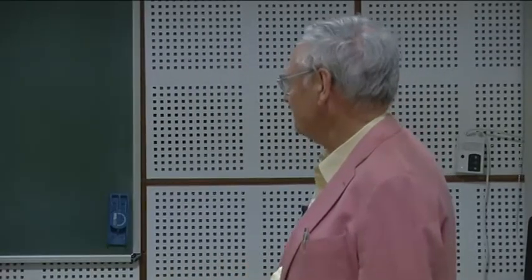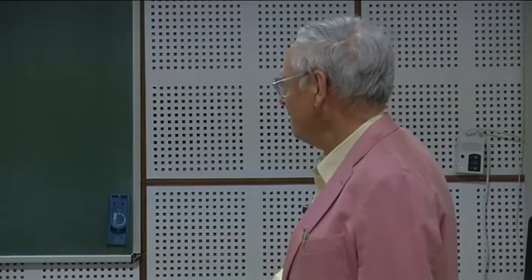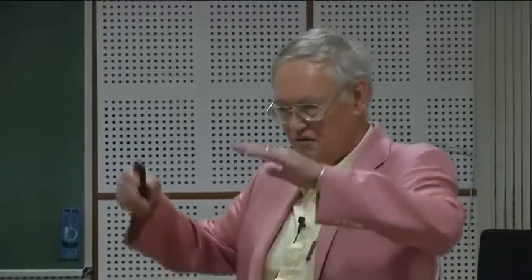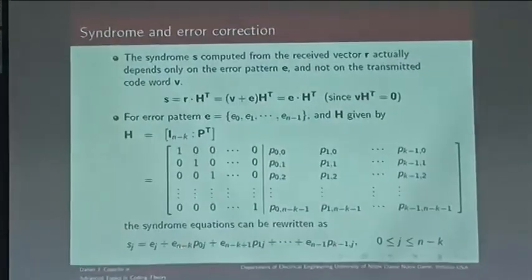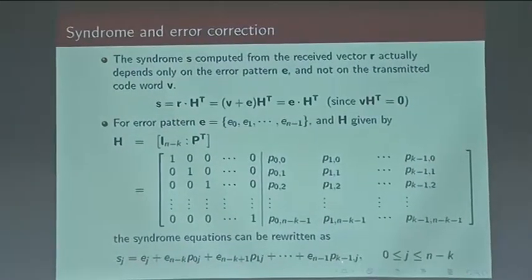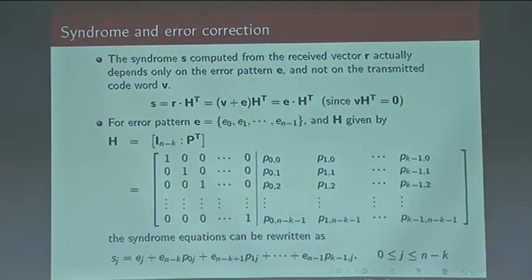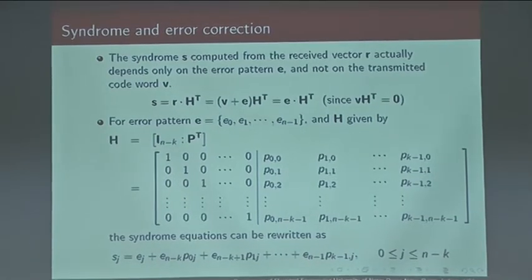Okay, so there are n minus k equations here. In general, when we compute a syndrome, we have n minus k linear equations. And we've got n unknowns, because the error pattern is of length n. So we've got more unknowns than equations, so we can't get a unique solution.